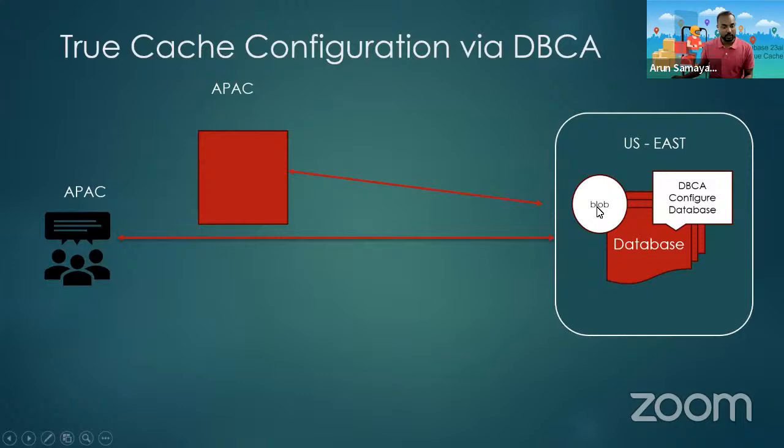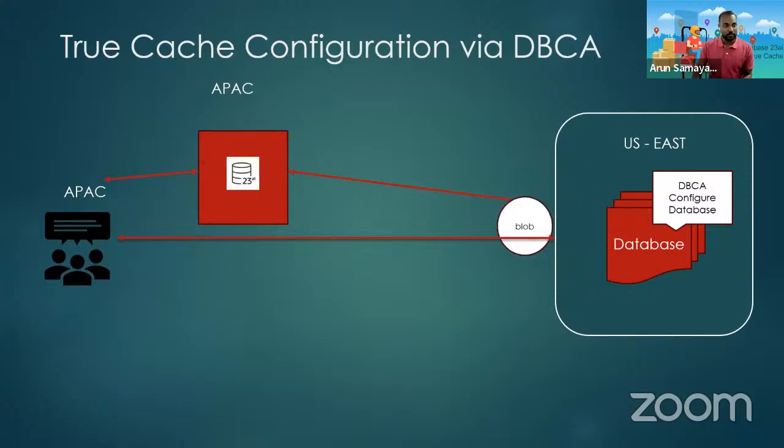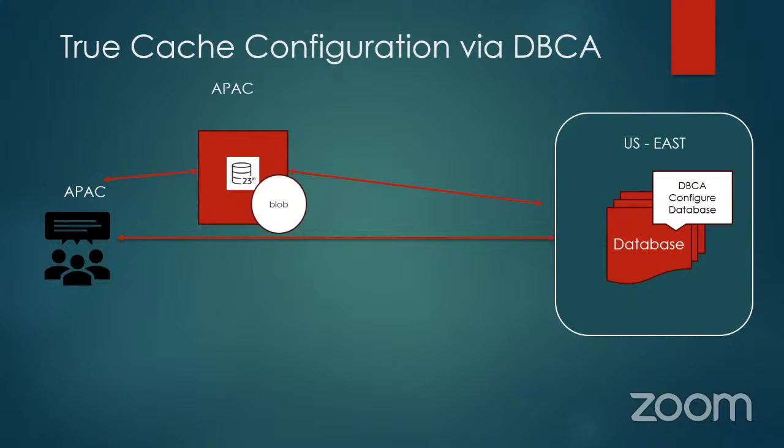And how does it connect? Whatever blob we have created, which has the Oracle password file and the wallet file, we are going to SCP over to the True Cache node, and as part of the DBCA configure True Cache command, we are going to SCP that file over there.